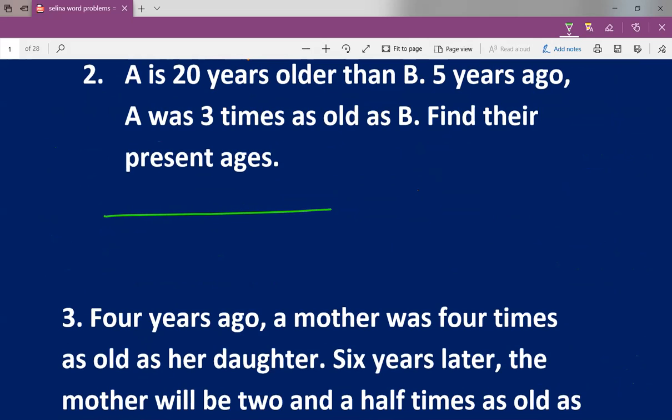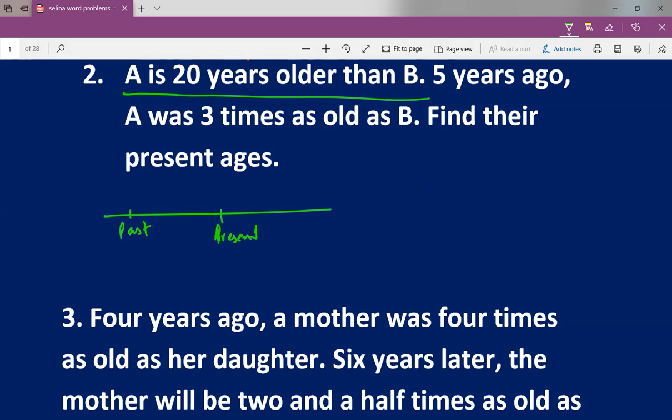Again, I draw this age line. This is my present. This is my past. A's age is 20 years older than B. 5 years ago, A was 3 times as old as B. Find their present ages. So this relationship seems to be today's, that is in present.